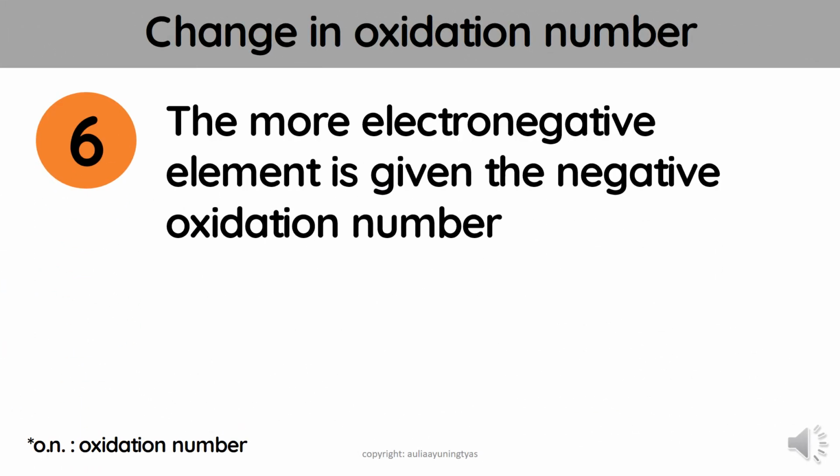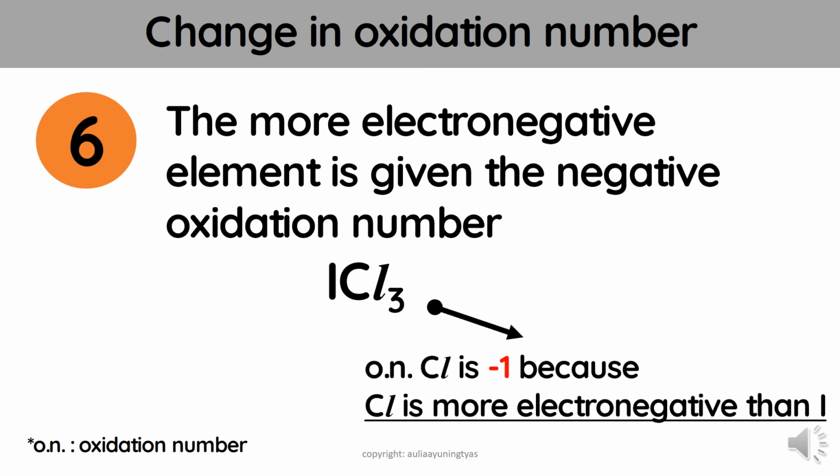Rule number 6. The more electronegative element is given the negative oxidation number. In molecule ICl3, Cl atom is the more electronegative atom. So Cl has oxidation number of negative 1 as Cl is from group 17. Hence, the oxidation number of iodine in ICl3 molecule is positive 3, even though iodine is also from group 17.